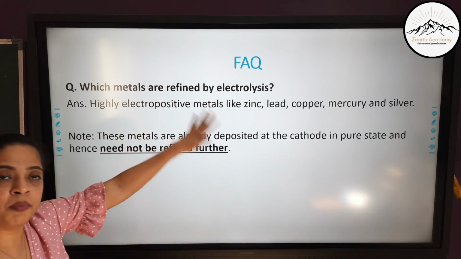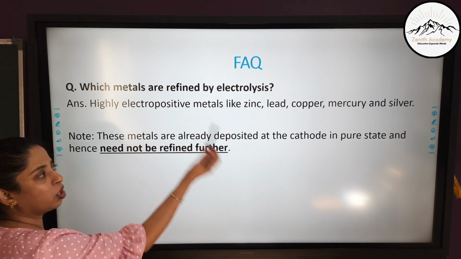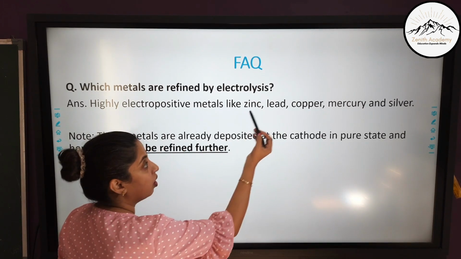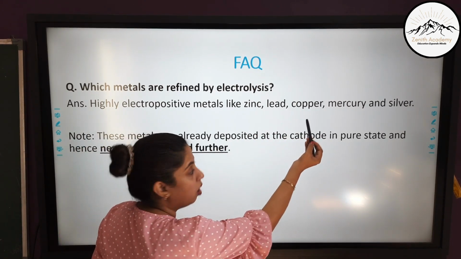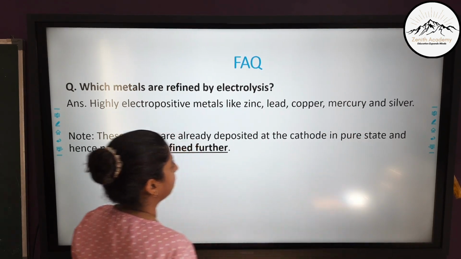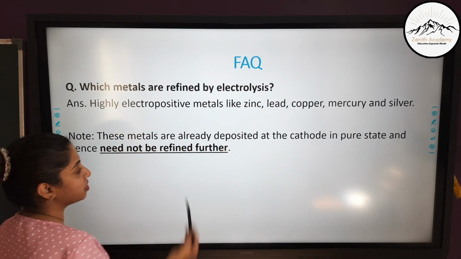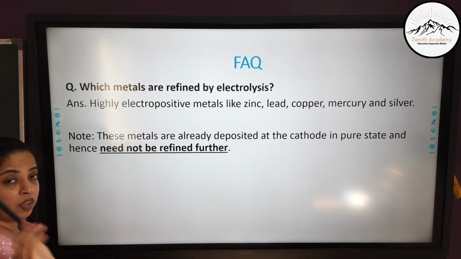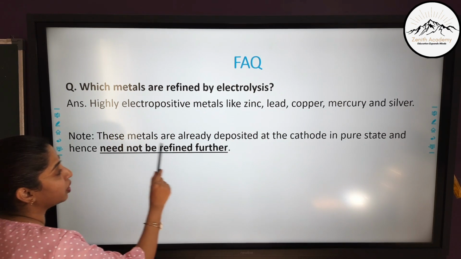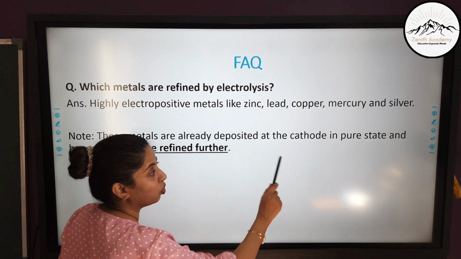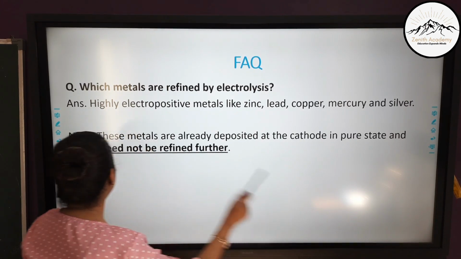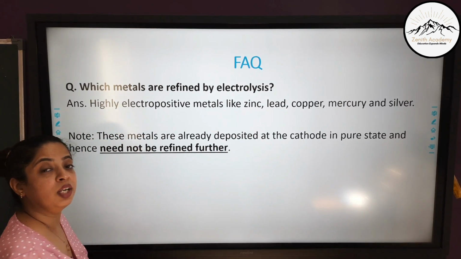Now these are the frequently asked questions. Which metals are refined by electrolysis? The highly electropositive metals like zinc, lead, copper, mercury and silver. You should remember these names, a few names. Now one very important thing to note here is that these metals are already deposited at the cathode in pure state and hence need not be refined further.